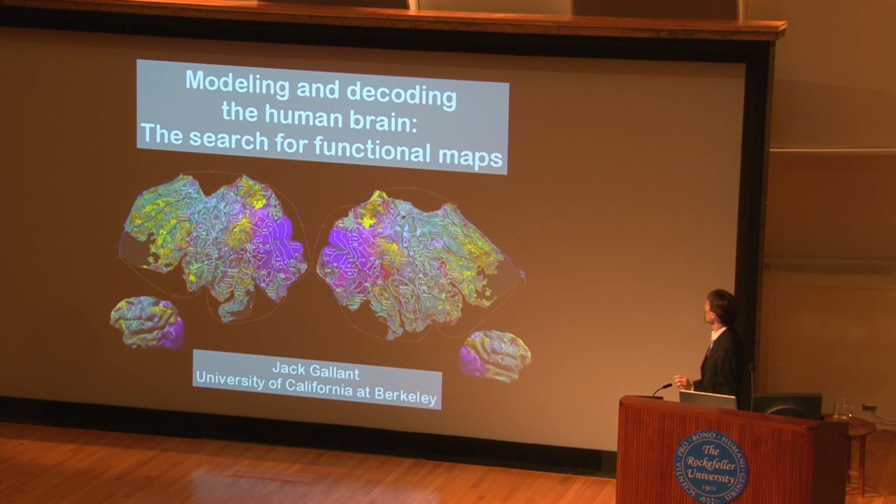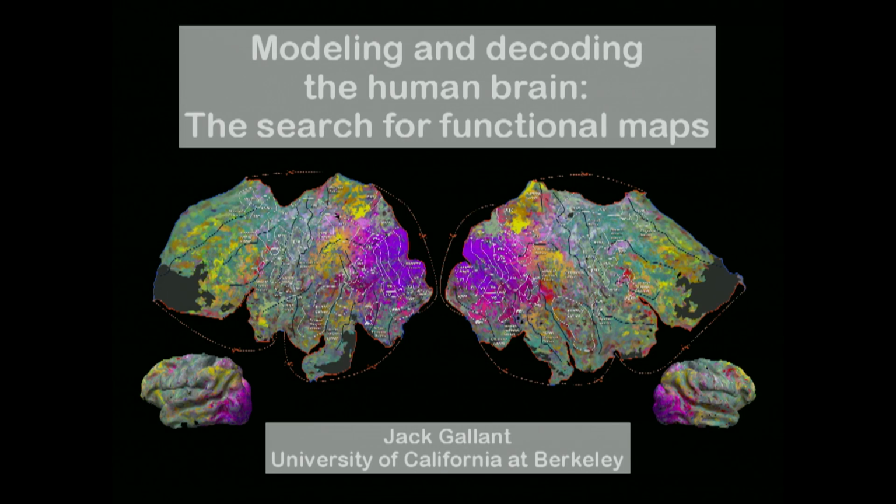So the title of my talk was Modeling and Decoding the Human Brain, but really I'm going to talk about the search for functional maps. That's OK. It's pretty close. They're all related. Encoding models, decoding models, and functional maps are all closely related.